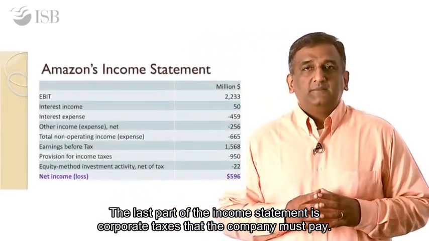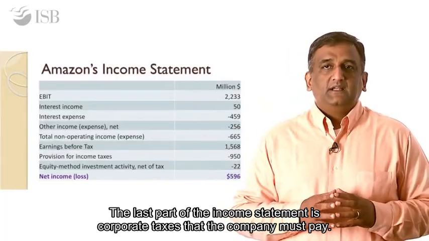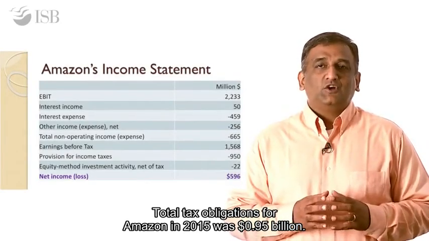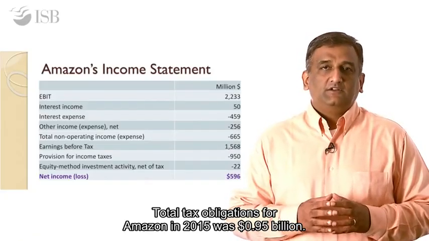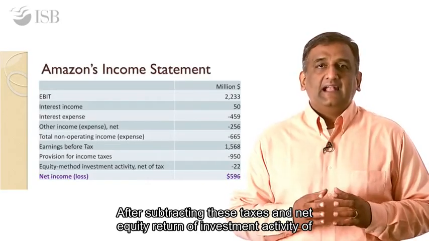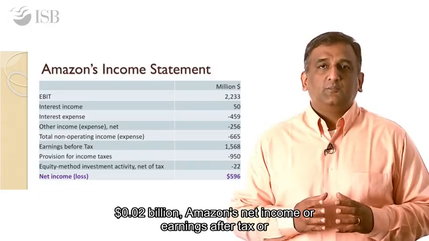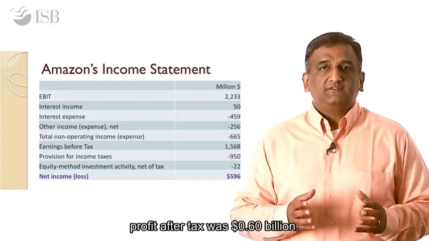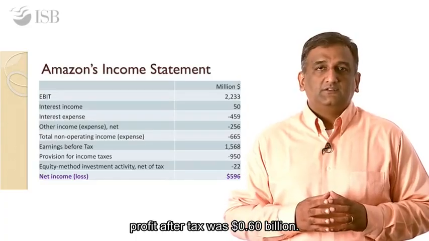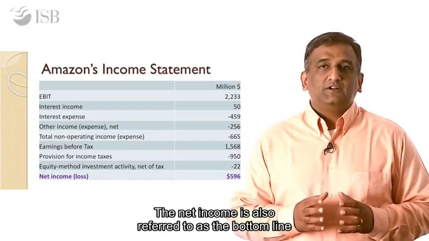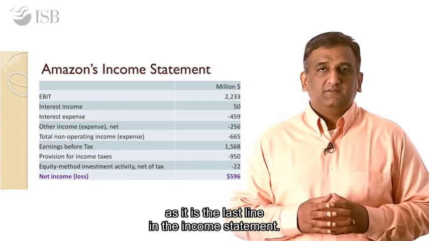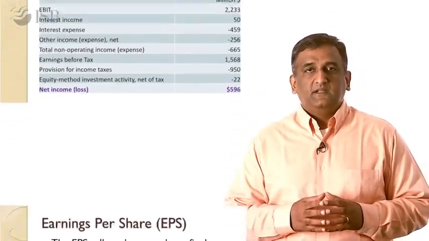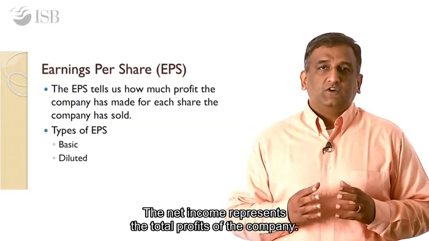The last part of the income statement is corporate taxes that the company must pay. This depends on what the tax rate for the company is. Total tax obligations for Amazon in 2015 were $0.95 billion. After subtracting these taxes and net equity method of investment activity of $0.02 billion, Amazon's net income, or earnings after tax or profit after tax, was $0.60 billion. The net income is also referred to as the bottom line, as it is the last line in the income statement. It represents the profits net of all expenses incurred during the year. The net income represents the total profits of the company.